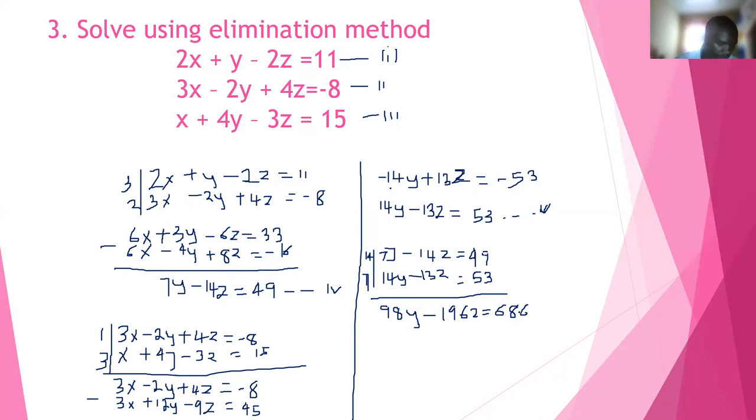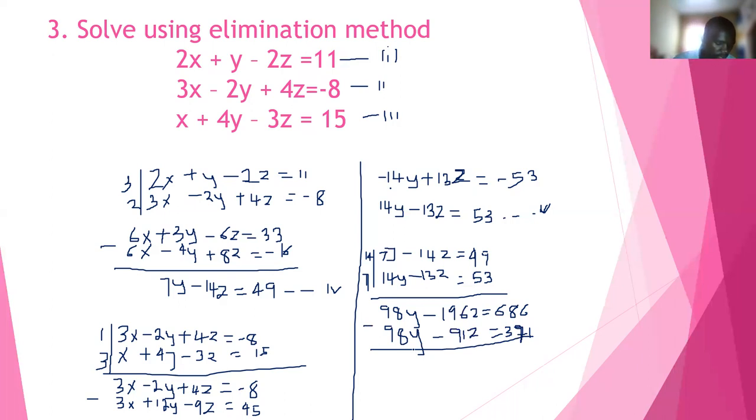That is 14 times 49, 686. Then 14 times 7 also will be 98y minus 7 times 13, 91z is equals to 7 times 53, 371. So let's subtract.